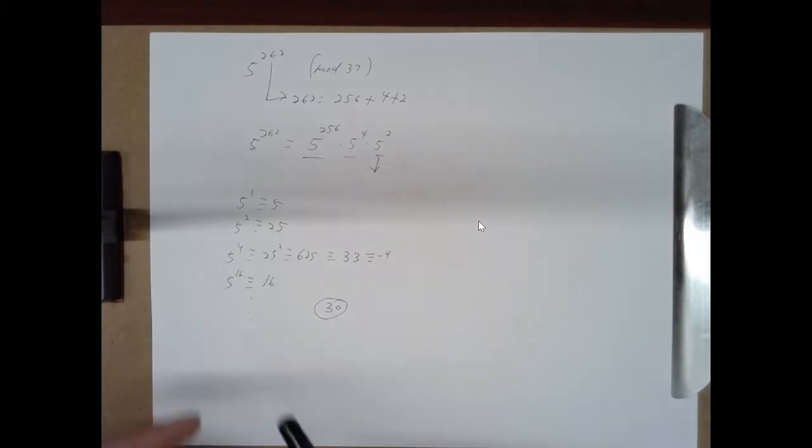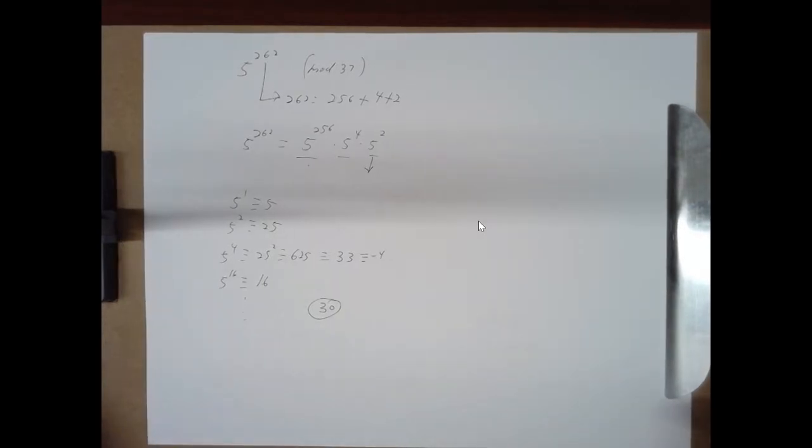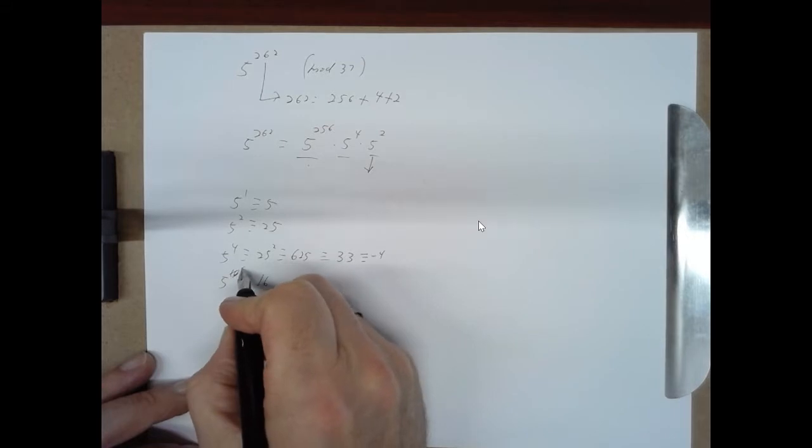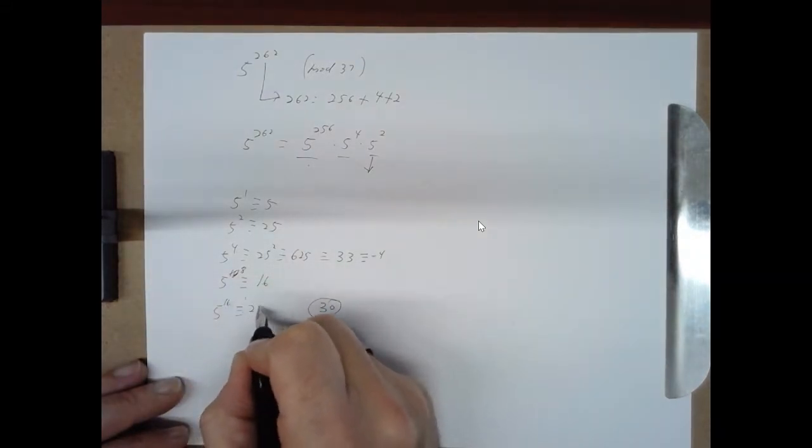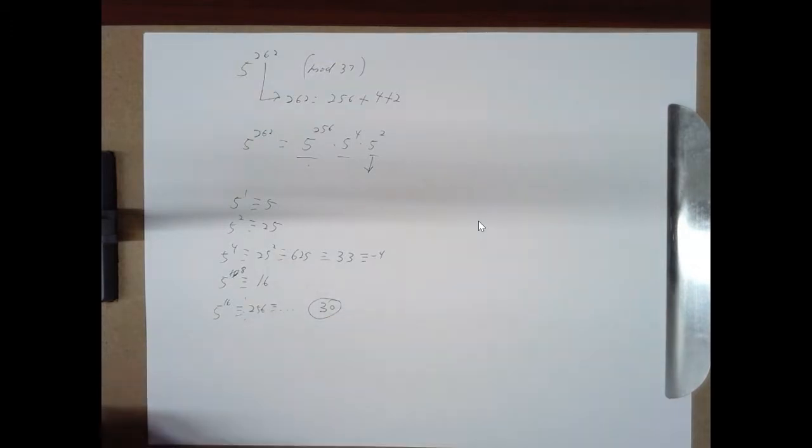As long as you started off right, you were doing repeated squarings. And 5 to the 16th, shouldn't that be congruent to negative 4 to the 4th? Oh, yeah, my bad. 5 to the 8th. And then 5 to the 16th is 256. And keep going. Thanks.